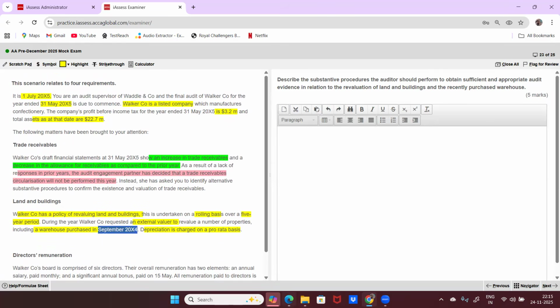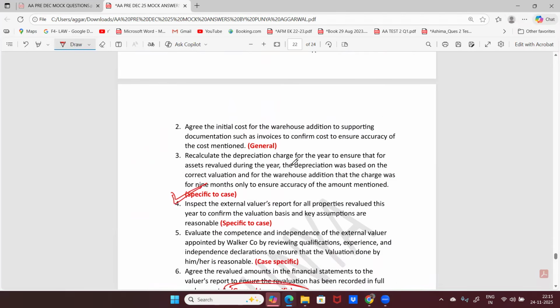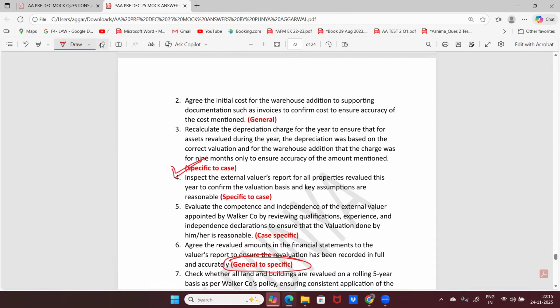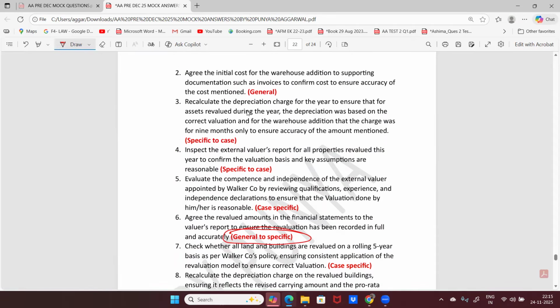So technically, depreciation should be prorated to the number of months that are left to the year end, right? So let's now see your answers. I will not be reading out the general ones. I have written them in brackets. You will be able to find this PDF in the drive link, so you can read it again. I don't think there's any need for me to read the general ones. I mainly want to show you the case specific ones. Let's read this one.